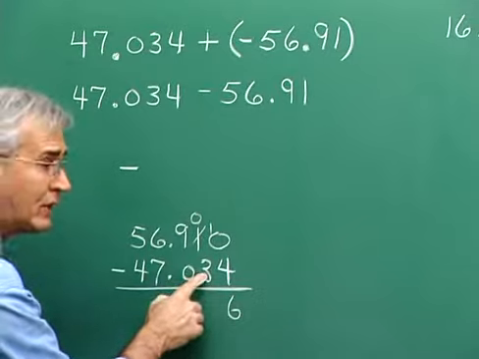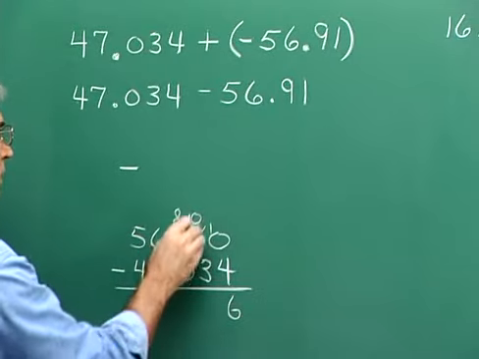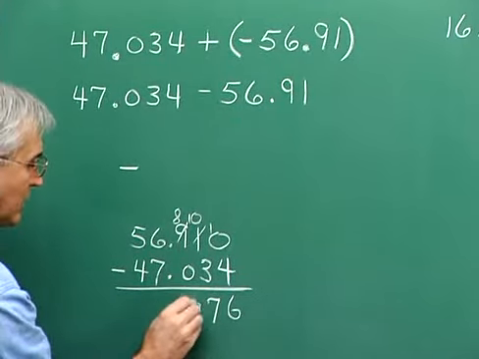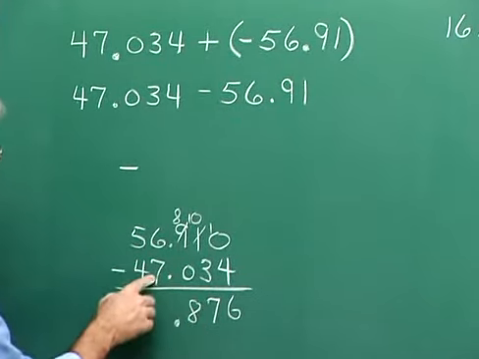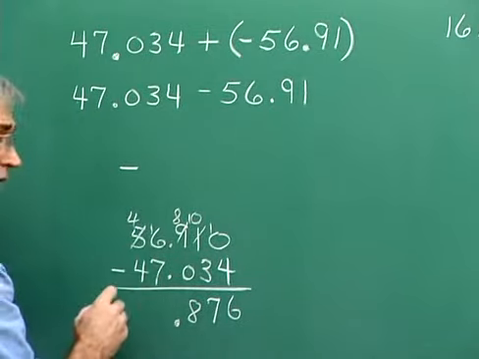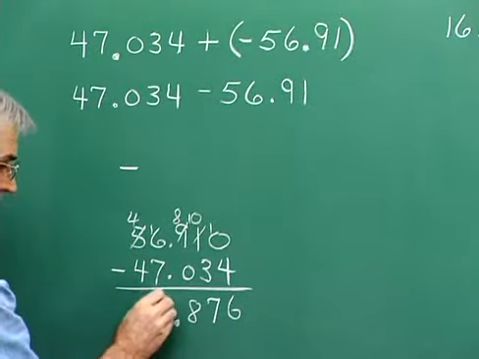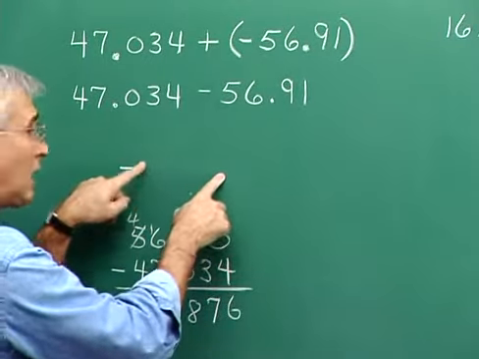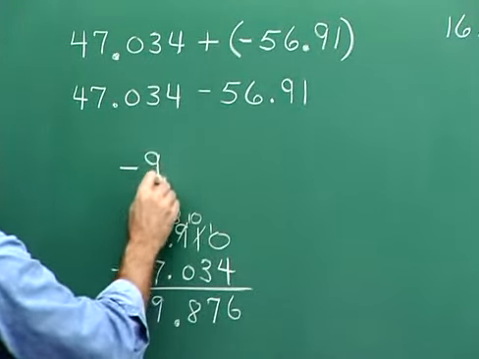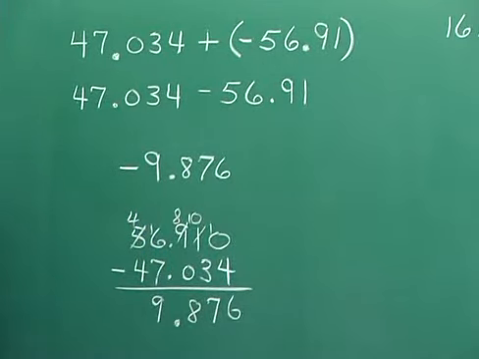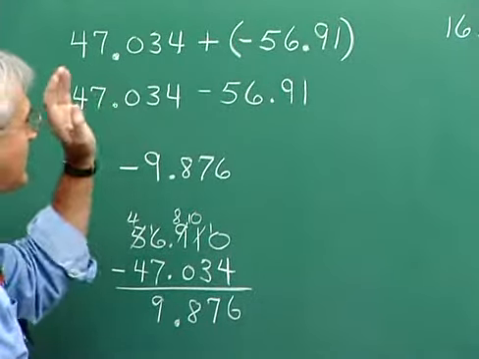0 minus 3, can't do that. Borrow from the 9, it becomes an 8. The one that we borrow makes this 10. 10 minus 3, 7. 8 minus 0, 8. Decimal comes straight down. 6 minus 7, oh, it won't go. So we borrow from the 5, it becomes a 4. The one that we borrow makes this 16. 16 minus 7 is 9. So we have 9.876, and these are the digits that follow this minus sign. So negative 9.876 is our answer.